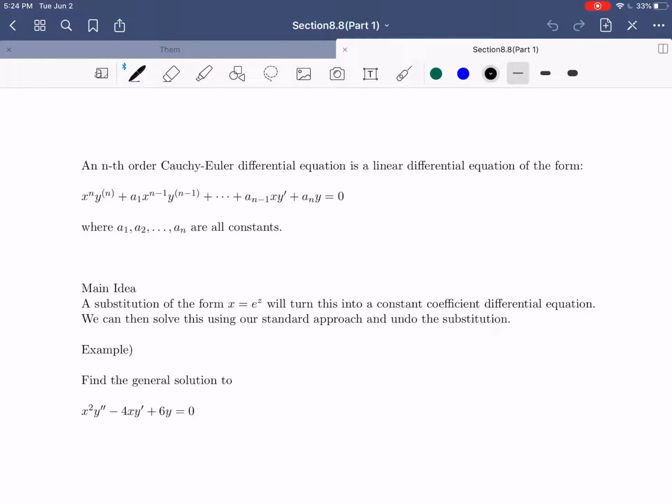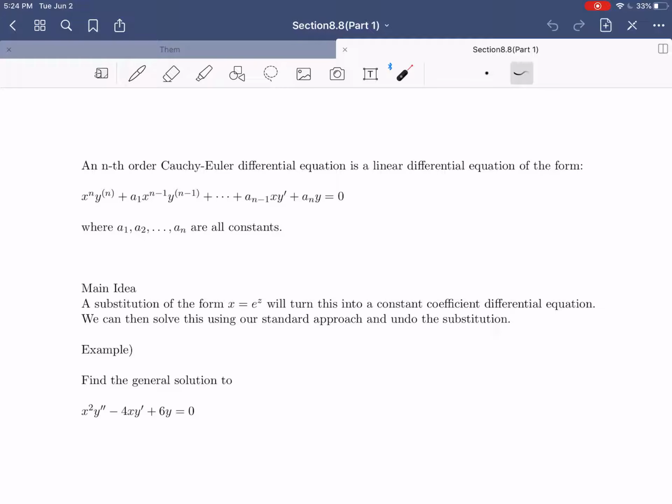In today's video, we're going to be working through section 8.8 from your textbook, talking about an example of a differential equation with non-constant coefficients. So let's get into our definition here and then talk about the main idea for how we're going to approach this new class of differential equation.